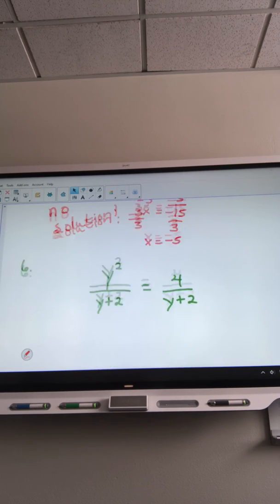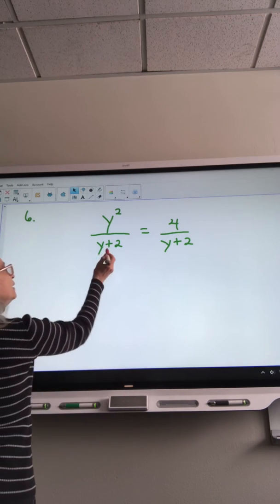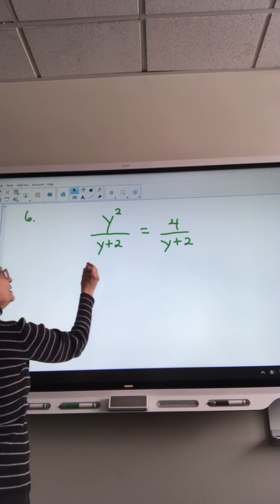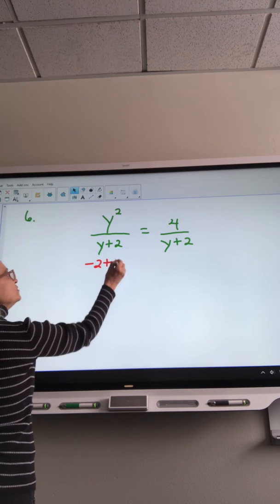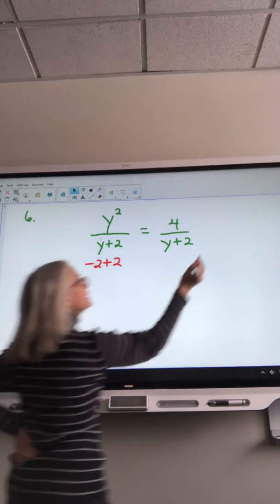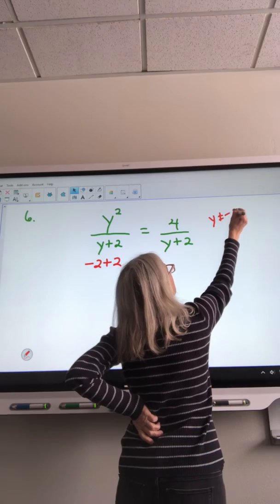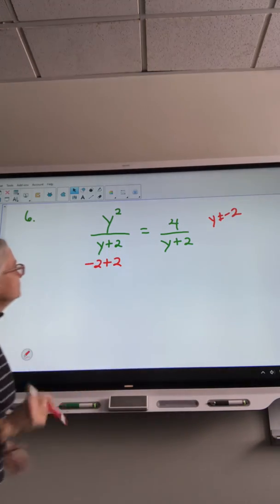Our next problem, we have y squared over y plus 2 is equal to 4 over y plus 2. So how would I get 0 in the denominator? Well, if we had a negative 2 plus 2, that would give us 0. And so for this particular one, y cannot equal a negative 2.